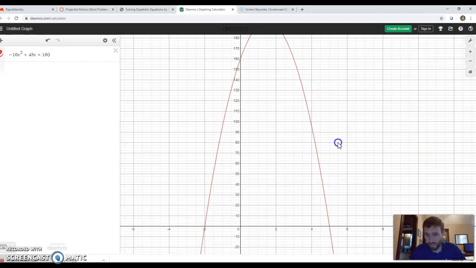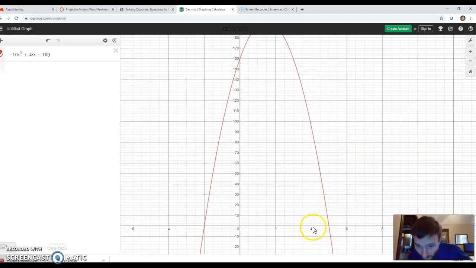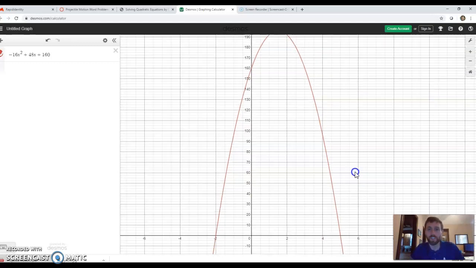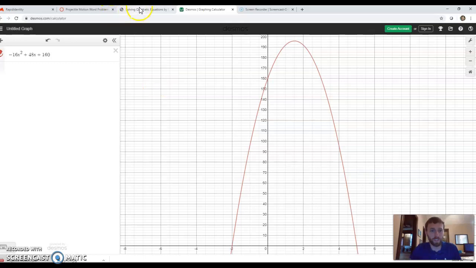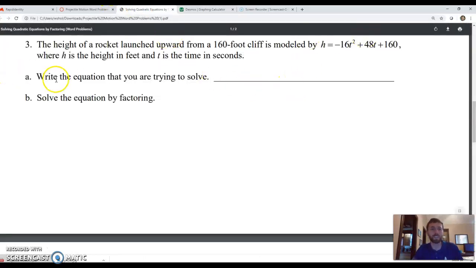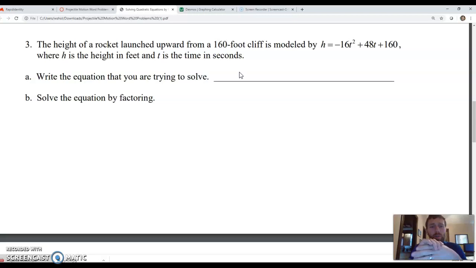If I scroll over here, it looks like I have an x-intercept, or a 0, at x equals 5. I have another x-intercept at x equals negative 2. So in looking at this, let's go back to the question. The question is asking us to solve by factoring. So what we're trying to do is figure out the zeros. We're trying to find out when this function hits the ground. So when does the rocket hit the ground? That's the question we're trying to answer.